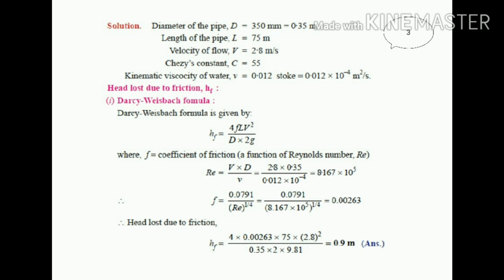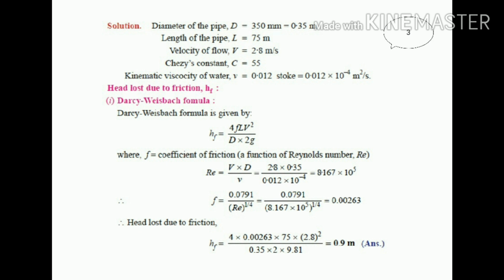So what is given in the numerical? The diameter of the pipe is 350 mm, length is 75 meter. Just remember, we have to convert all the given data into meter form. Then velocity is given as 2.8 meter per second, and kinematic viscosity is given. Kinematic viscosity is denoted by nu, which is nothing but mu upon rho, that is dynamic viscosity upon density. Now just see, here the kinematic viscosity is converted into meter square per second. We have seen this unit conversion in module number 1 also.